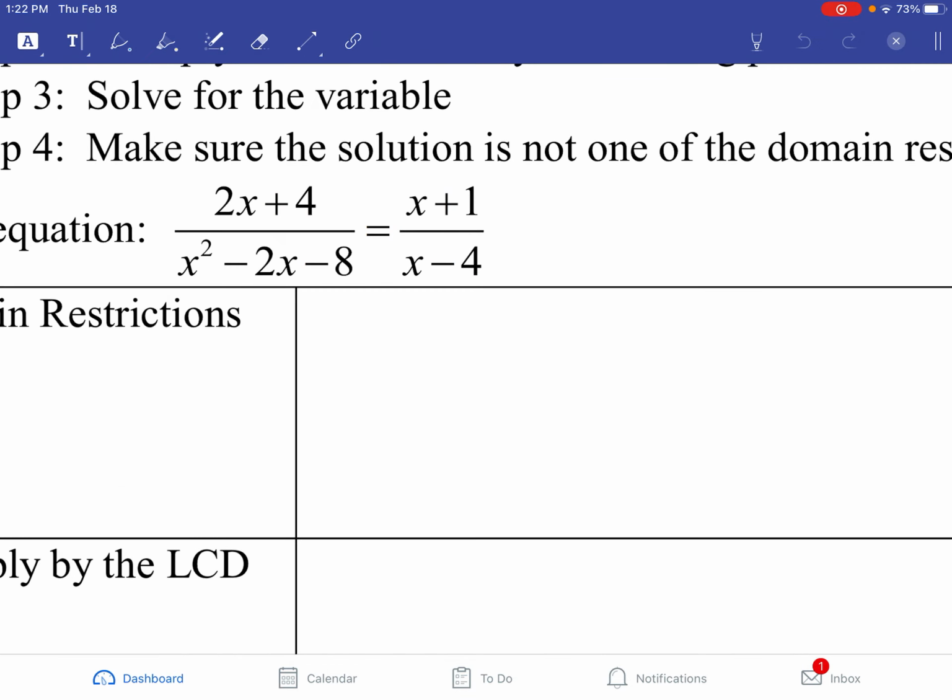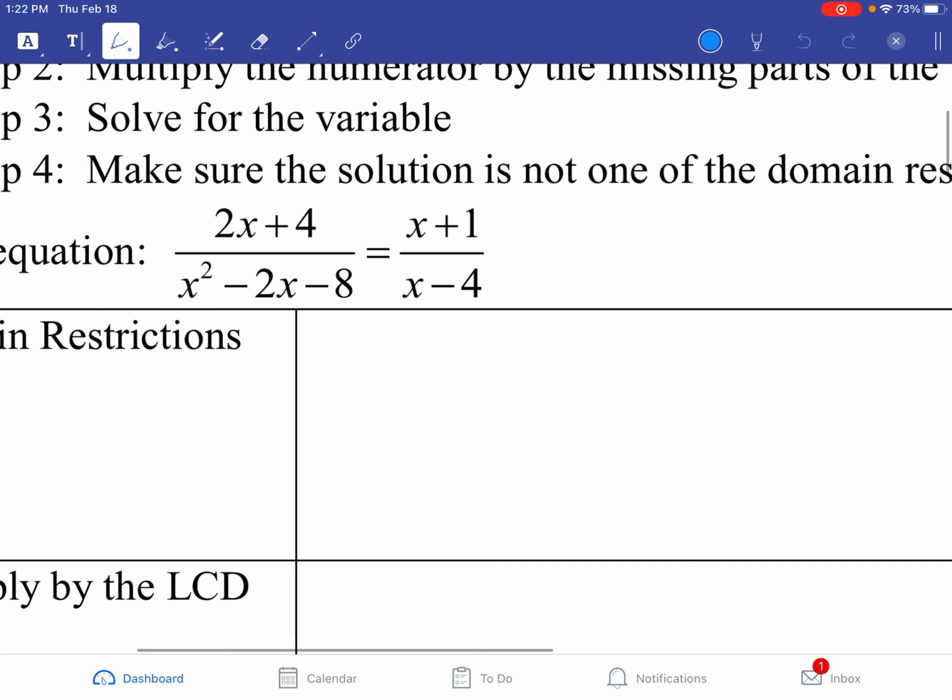Okay, so this is how this works. We have our problem here. We're going to look at our denominators for our domain restrictions, and we're going to factor this first denominator from our first fraction. We have x squared minus 2x minus 8 if we factor that. Two numbers that multiply to give you negative 8 and add up to give you negative 2 are negative 4 and positive 2.